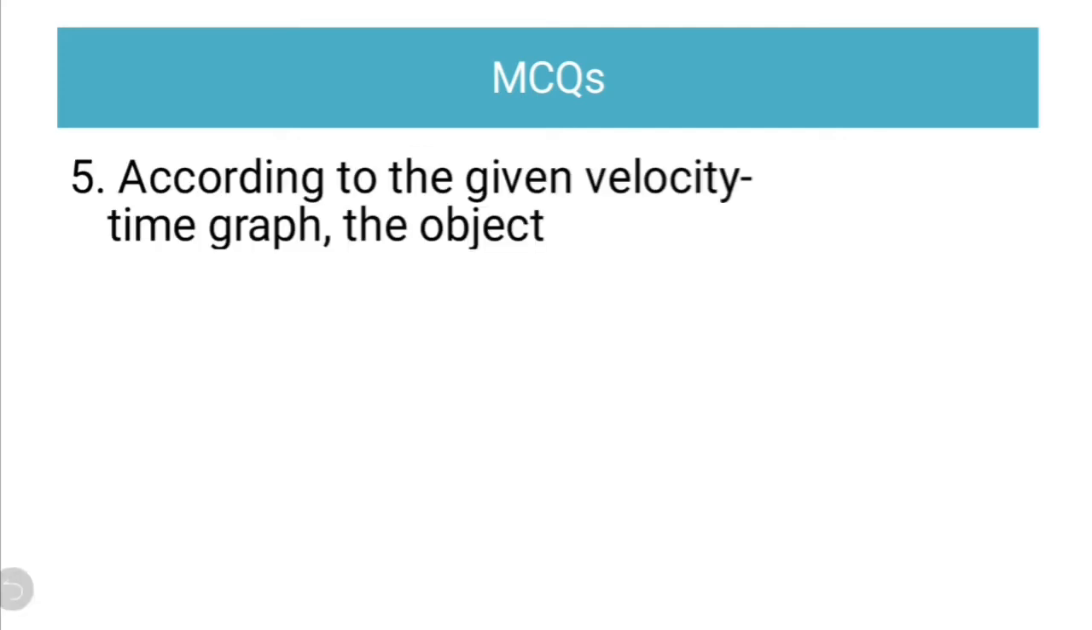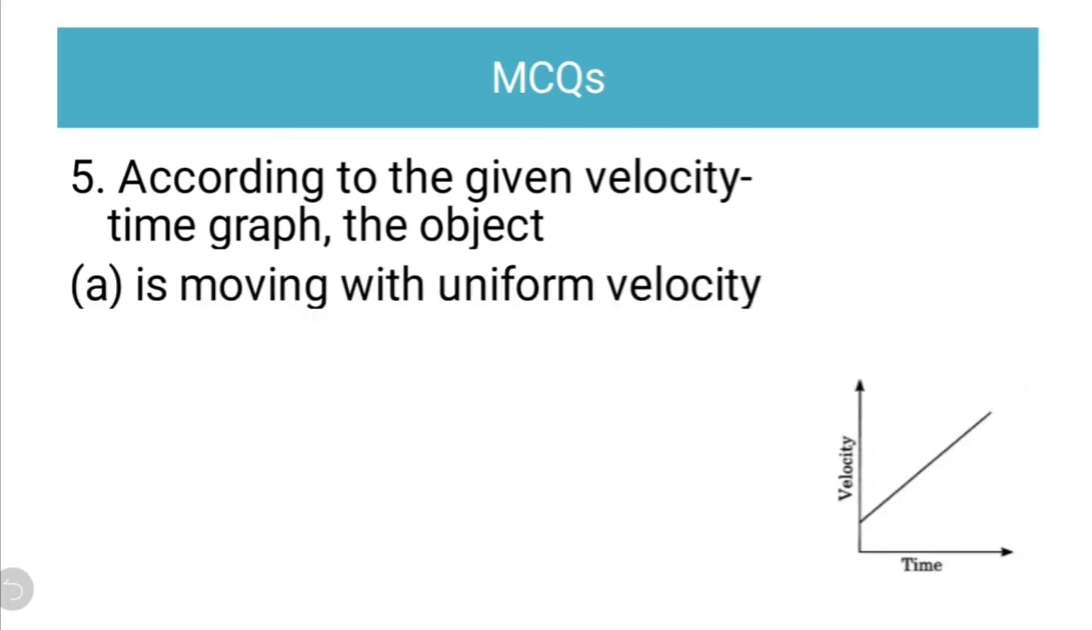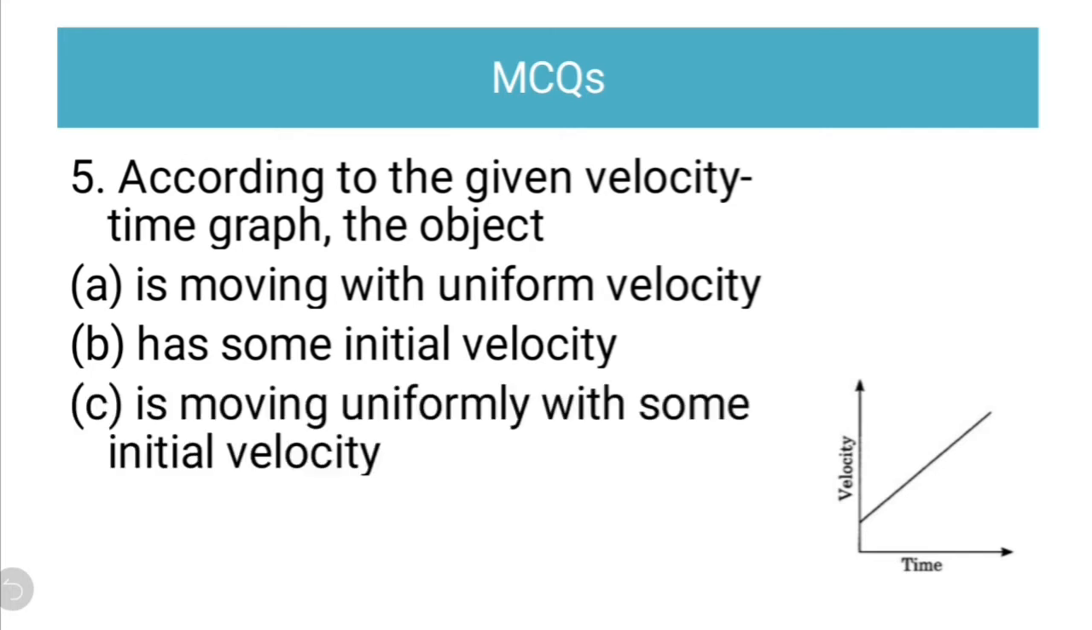According to the given velocity time graph, this is your velocity time graph. The object is moving with uniform velocity, has some initial velocity, is moving uniformly with some initial velocity, is at rest. So option A is moving with uniform velocity. This should not be correct. Why? Because this is velocity versus time graph, so you can talk about acceleration. If I want to talk about acceleration, I can say this is a straight line, so it should be uniform acceleration. But definitely this is not uniform velocity, because this is velocity versus time graph.